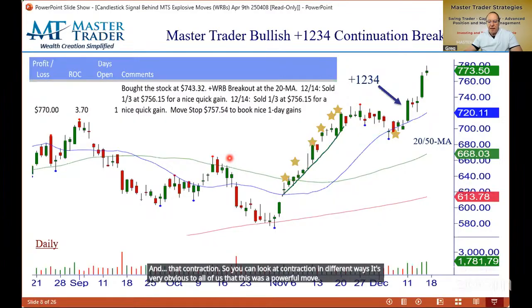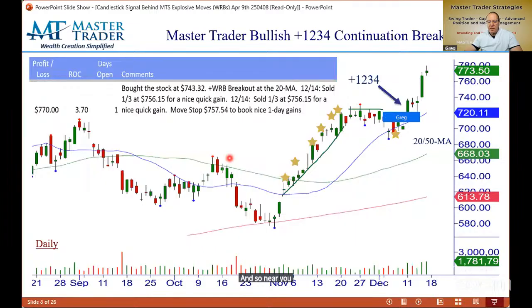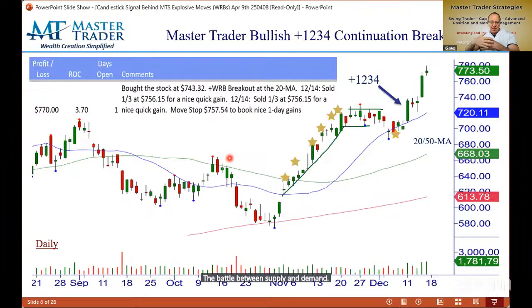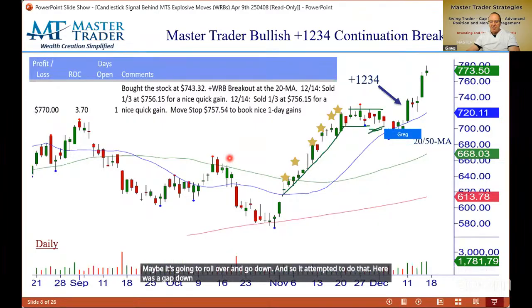And so now the move begins to slow down, where traders have profits. Why does it slow down? Well, things moved up a lot and people have a profit, and people are selling and other people are buying, and the battle between supply and demand begins to contract. And then at that point it's like, what's it going to do? Right? Maybe it's going to roll over and go down. And so it attempted to do that. Here was a gap down, and then it reverses back up again. And here's your power bar.